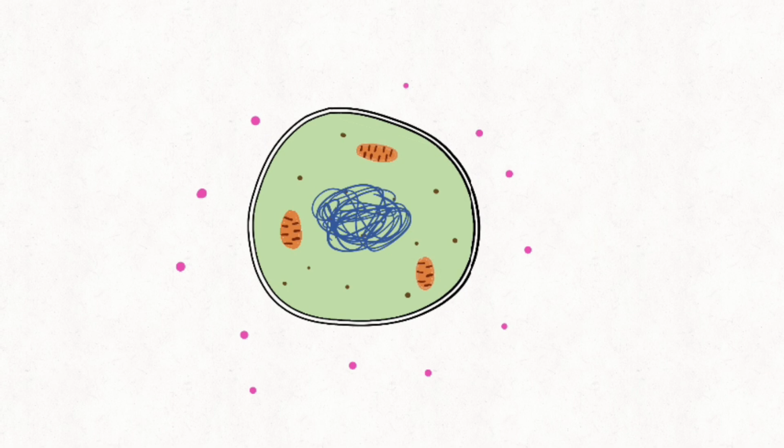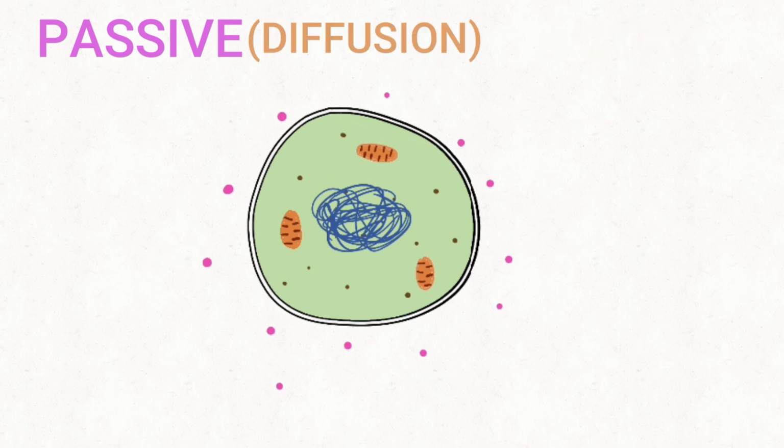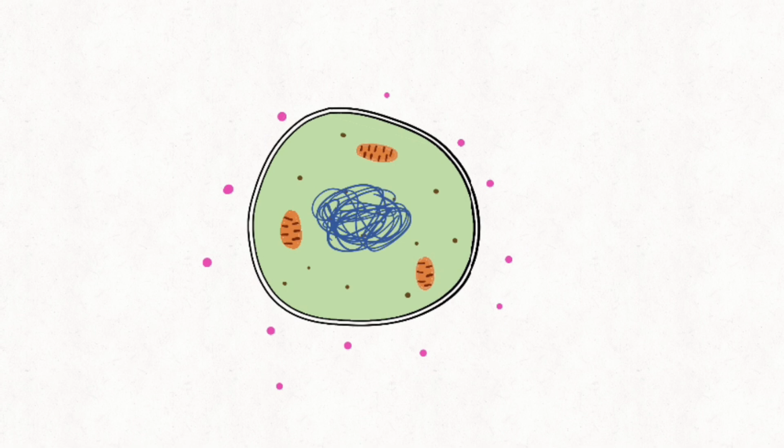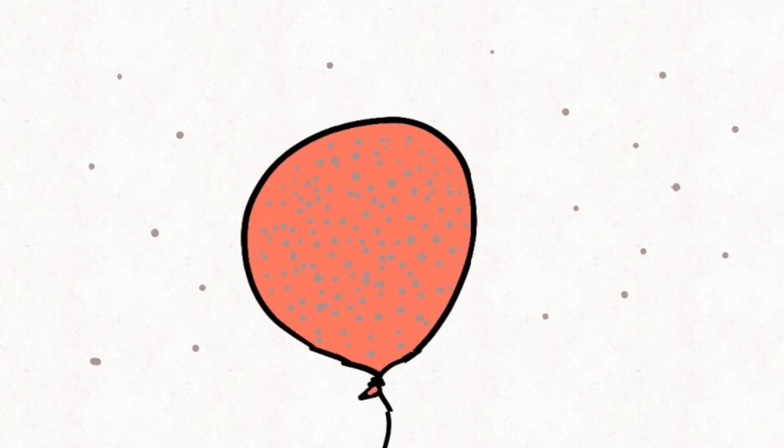To obtain essential nutrients, they depend on passive and active transport mechanisms. Passive transport, also called diffusion, relies on a concentration gradient to move the nutrients inside the cell. This movement is a result of random collisions between molecules. The molecules try to spread out and distribute evenly across the available space.